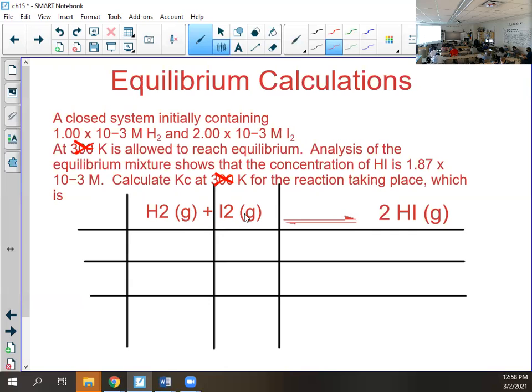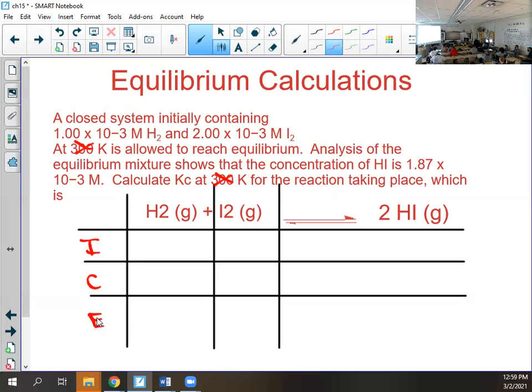Okay, so I already drew the table around the balanced equation. Sorry. You all right over there? No. Oh, my daughter.